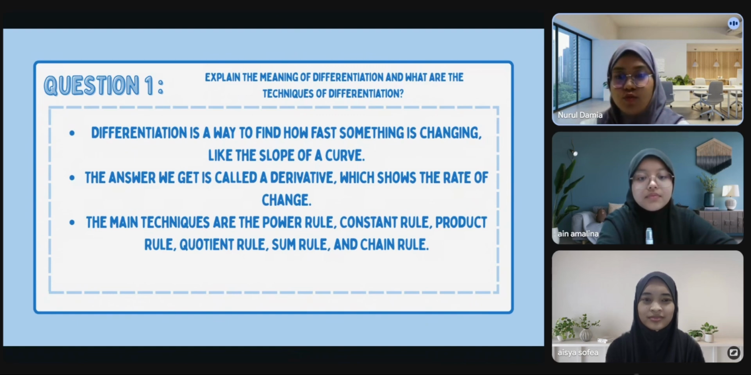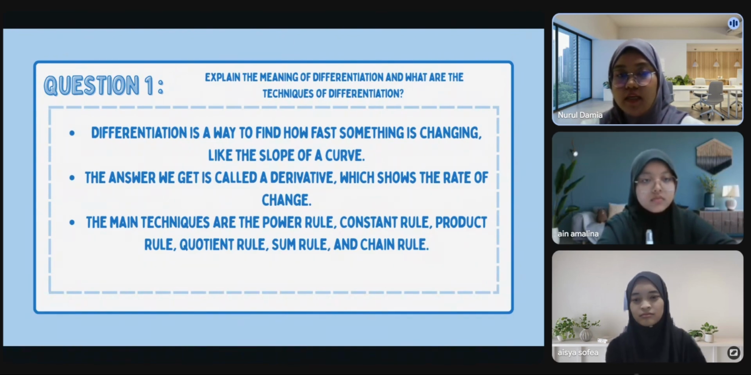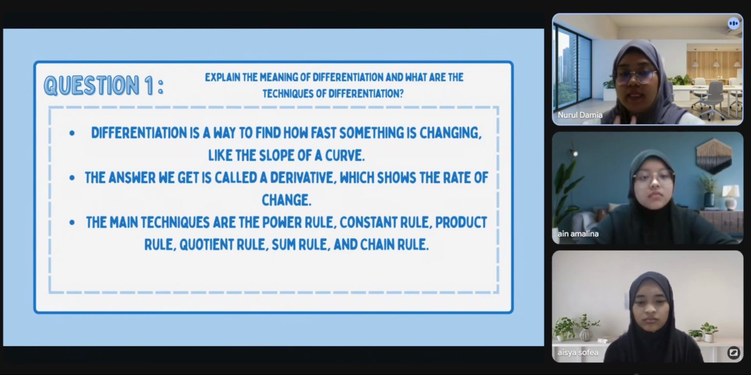So next, we are going to the questions. We are going to look through all the questions here. For the first question, explain the meaning of differentiation and what are the techniques of differentiation. I already explained what differentiation is, but to simplify, differentiation is a way to find how fast something is changing, like the slope of a curve. The answer we get is called a derivative, which shows the rate of change. The main techniques are the power rule, constant rule, product rule, quotient rule, sum rule, and chain rule.